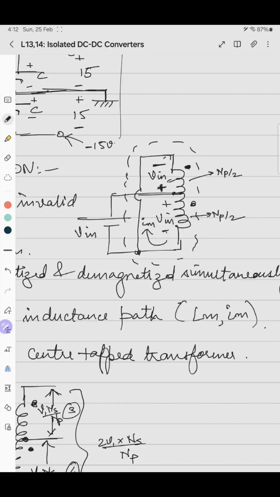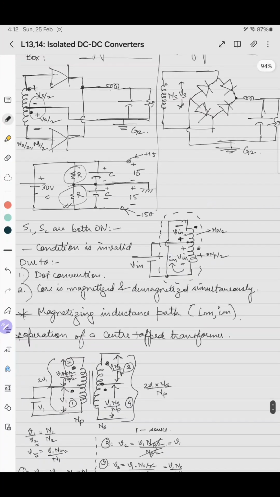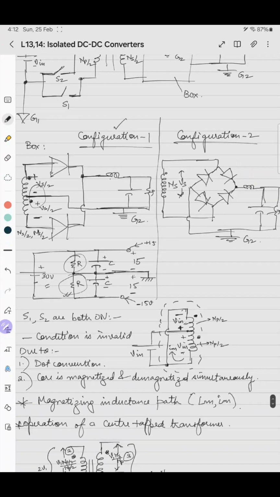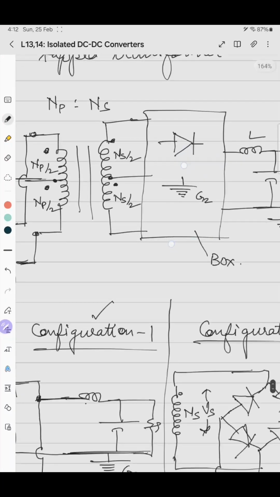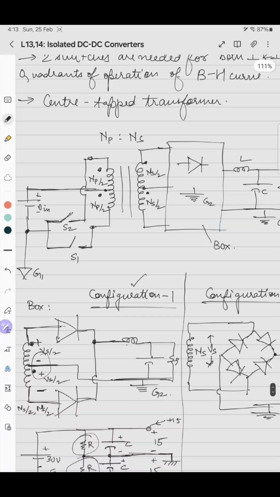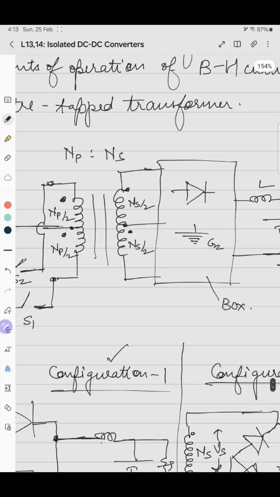So 11 we are not taking into consideration, which means that both the switches cannot be turned on simultaneously because of the dot convention. If our dot convention was different, then it would have been possible. So any possible switching state does not mean that it is a useful switching state. In our case, we are not using it. Once we start analyzing this circuit, you'll appreciate why the dots are kept like this.